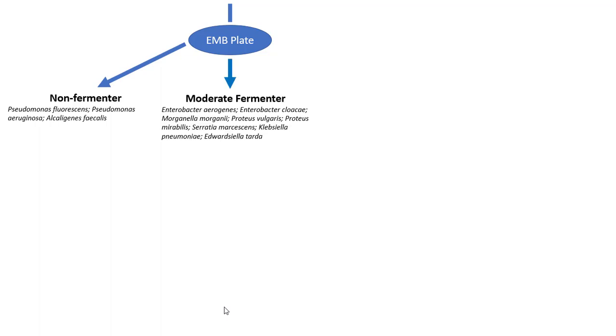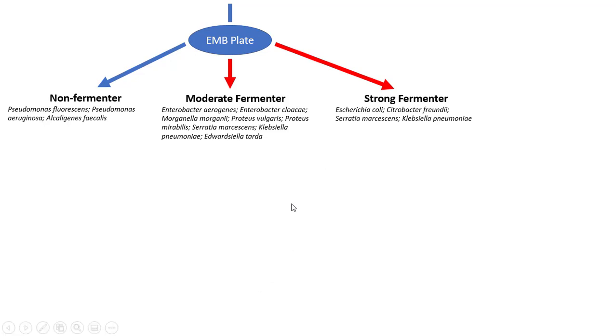Moving back to our flowchart, we'll have to list those bacteria that are non-fermenters, those that are moderate fermenters, and those that are strong fermenters. Let's say that in this case, color was not produced and our bacteria were found to be non-fermenters. We would use our colored arrows to indicate that these bacteria no longer need to be considered, whilst these bacteria are the ones we will be focusing on.